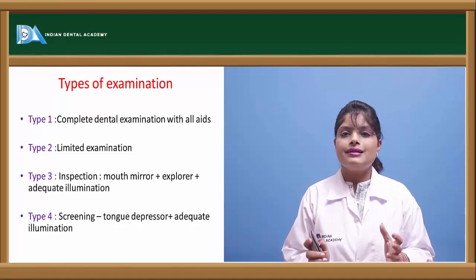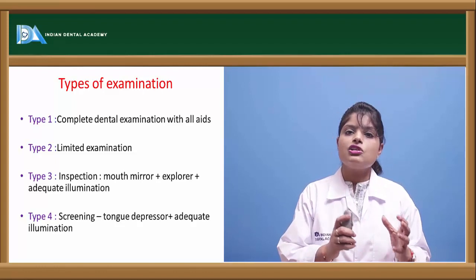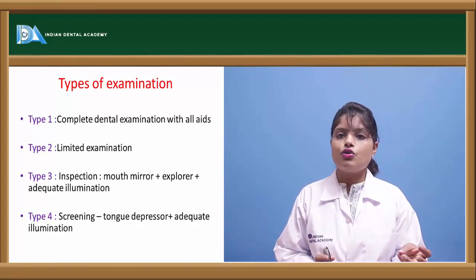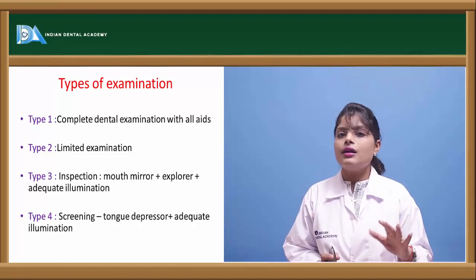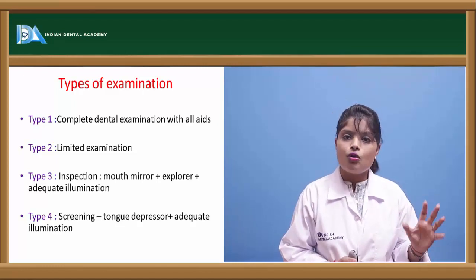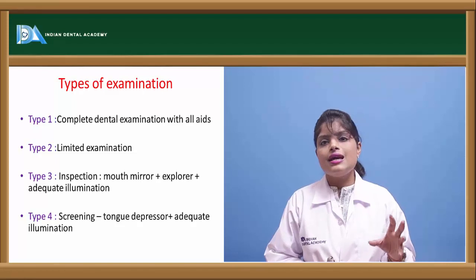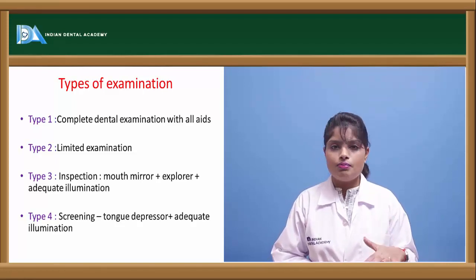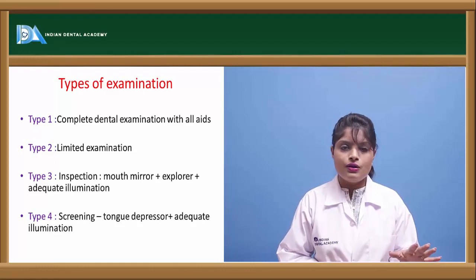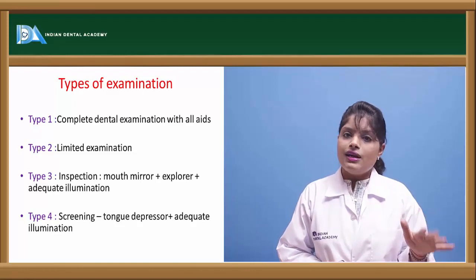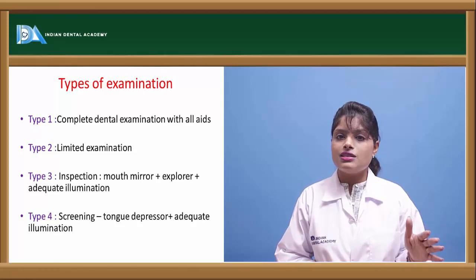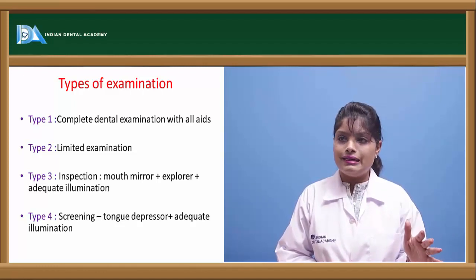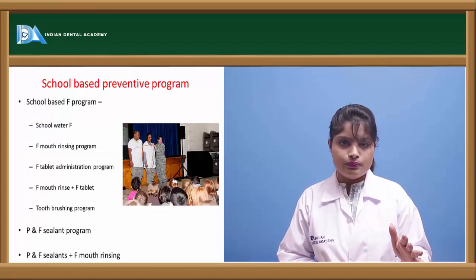First is a complete dental examination, then a partial dental examination, then examination by means of the mouth mirror, the explorer, the probe, and the other dental instruments in proper illumination. Next is examination by just the mirror and the tongue depressor in natural daylight. So these were various examinations which are done at the school dental health program level.